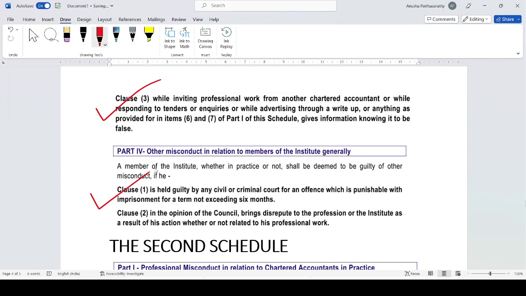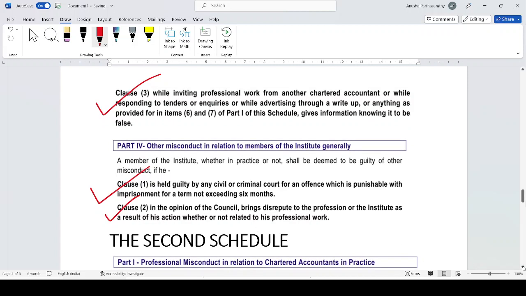As per Clause 2 of Part 4 of the First Schedule to the Chartered Accountants Act 1949, a member of the Institute, whether in practice or not, shall be deemed to be guilty of other misconduct if he, in the opinion of the Council, brings disrepute to the profession or the Institute as a result of his action, whether or not related to his professional work. So with this, we complete the First Schedule.